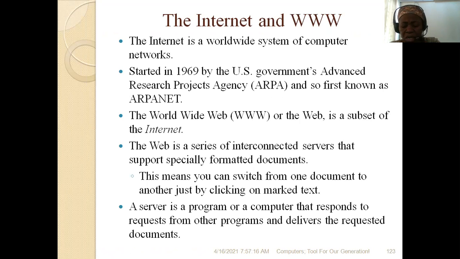Now, move on to the internet and the www. The internet, as we have seen, is a global computer network. It's a worldwide system of computer networks. It started in 1969. It was started by the US government, all because of war, the military. The Advanced Research Projects Agency started it.